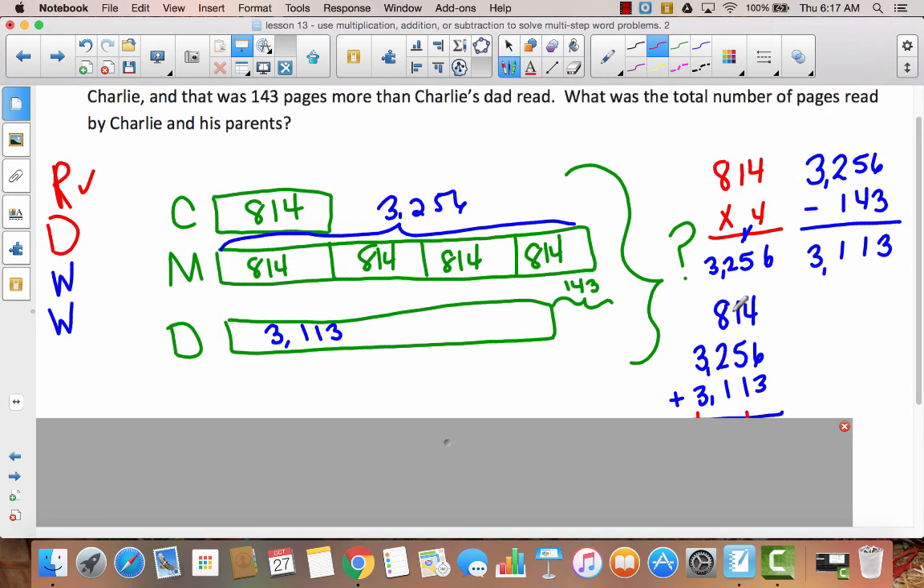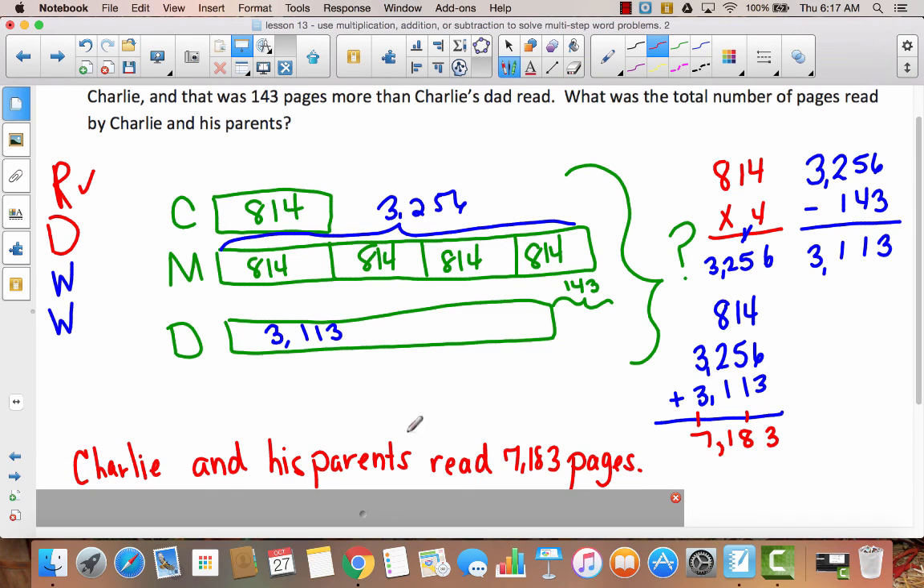Okay, so you can see here I went ahead and listed Charlie's pages, mom's pages, and dad's pages. And I chose to add all 3 of them together. You could have added 2 of them together and then added the other one to the sum, but I decided to go ahead and add all of them together. And I got a sum of 7,183. So I went ahead and answered the question, what was the total number of pages read by Charlie and his parents? Charlie and his parents read 7,183 pages.